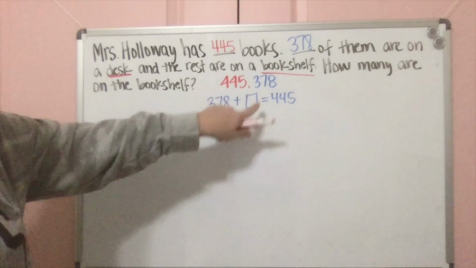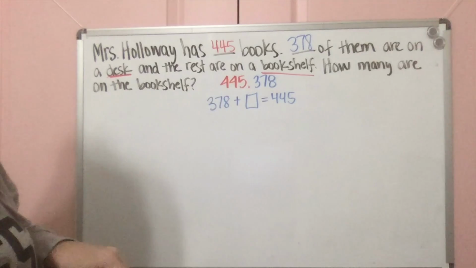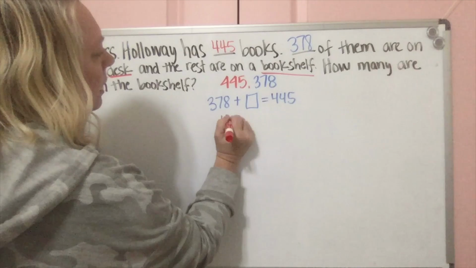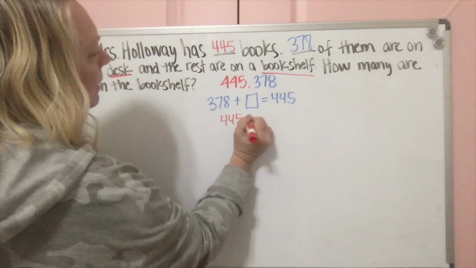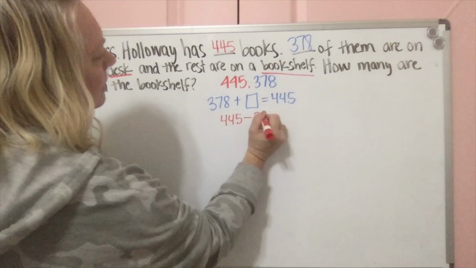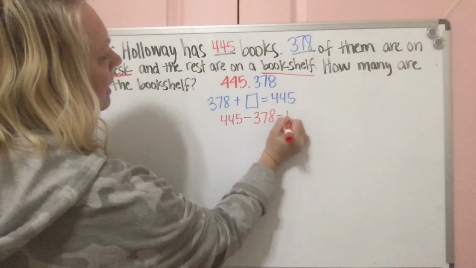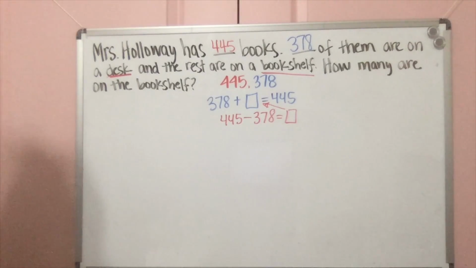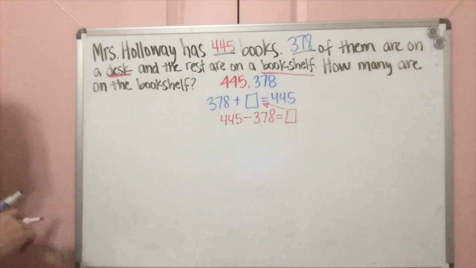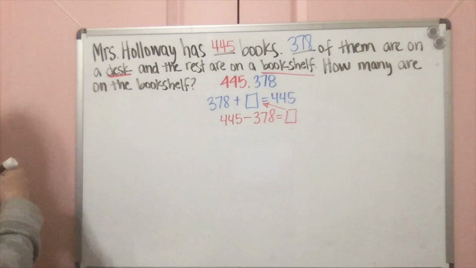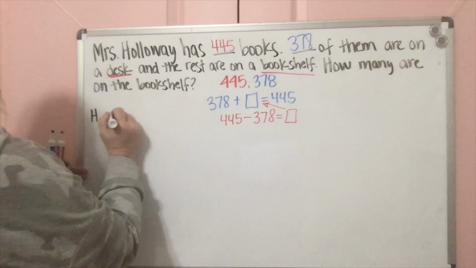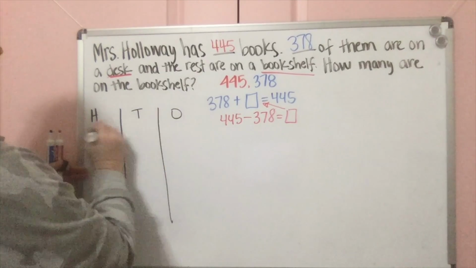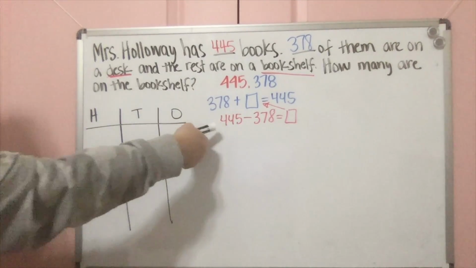So you don't know what this number is right now, and that's a little bit harder of a problem to do. So sometimes we just take the bigger number, 445, and we subtract that number, 378, to get this number right here. And that's what we're going to do first of all. So we're going to draw out hundreds, tens, and ones. Hopefully you've already done this. And we're going to start with that bigger number.